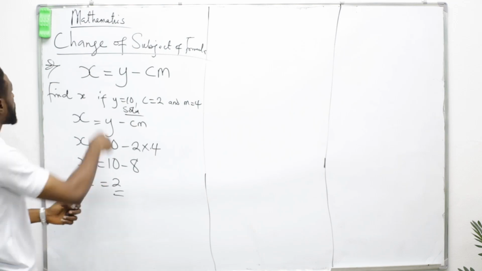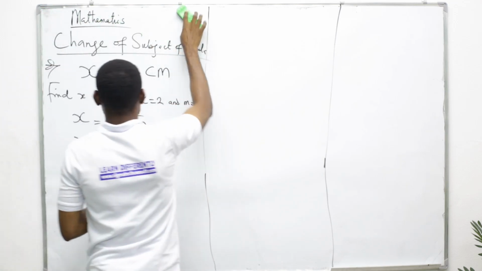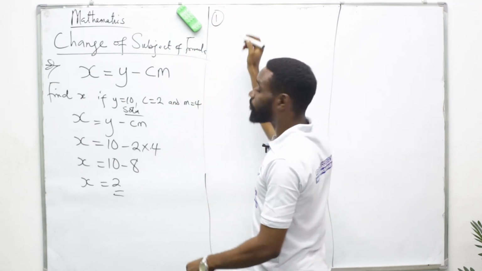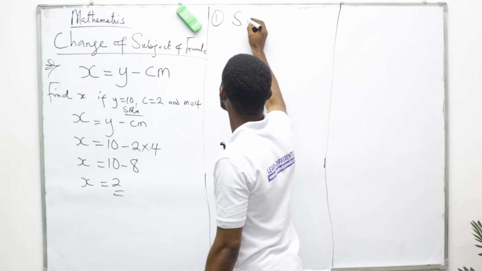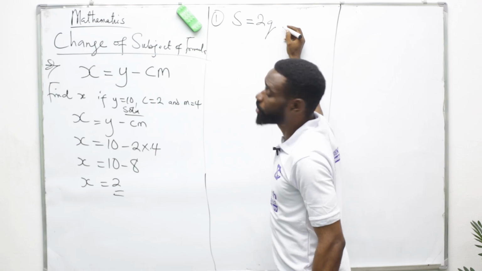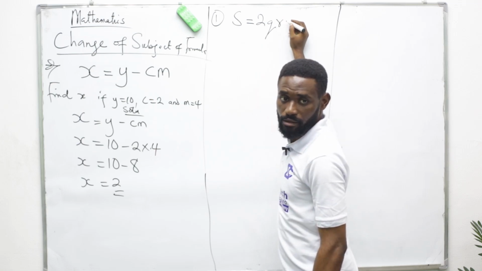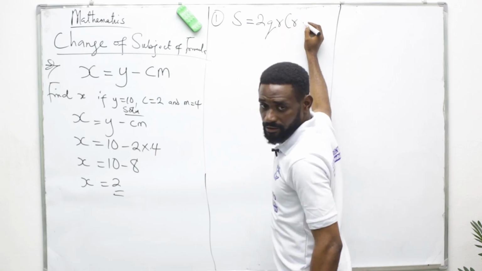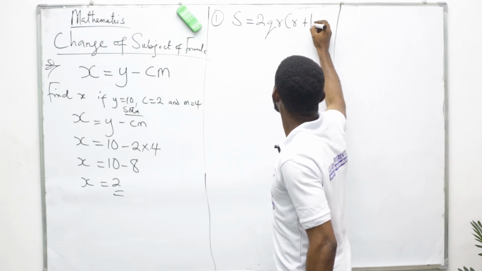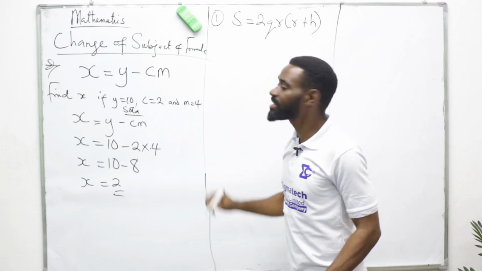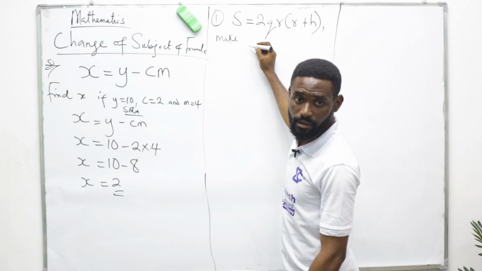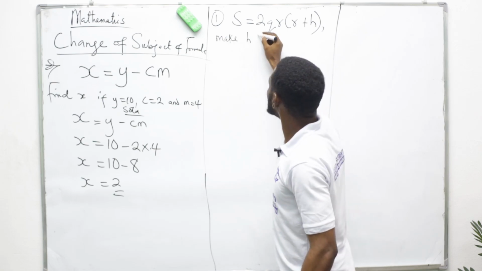We have number 1. Let's change the following subject, number 1. In the formula, what's the formula? S is equal to 2QR, open bracket, R plus H, close the bracket. They say make H the subject.